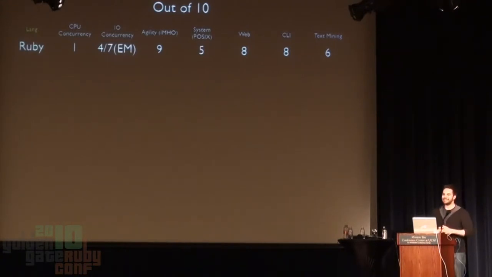So, Ruby. This is, in my opinion, about where it scores in all of these. For CPU concurrency, I'm giving it probably the lowest score I can possibly give it. And I'm talking about MRI. Okay, you JRuby guys, I know. See, there's the guys making fun of me in IRC.